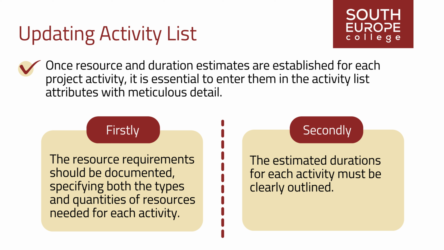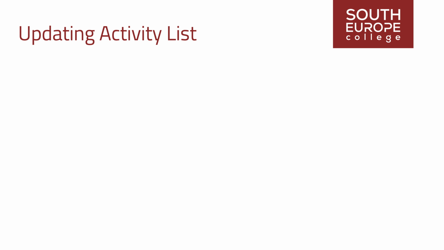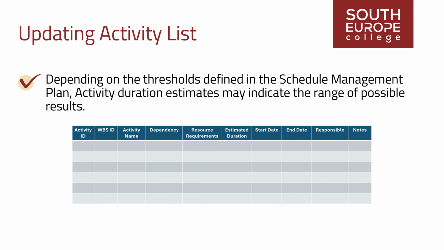This includes specifying the duration of each task and providing documentation based on the estimate or the method employed for estimation. This transparency fosters accountability and is a reference point for future decision-making and adjustments. Depending on the thresholds defined in the schedule management plan, activity duration estimates may indicate the range of possible results.